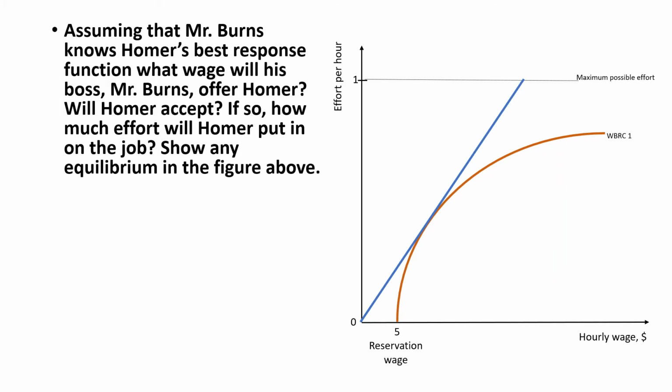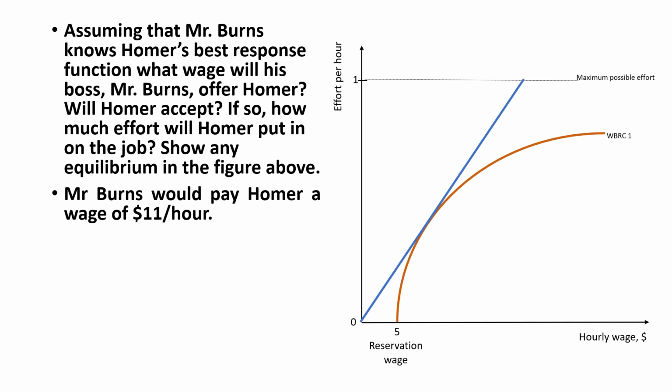Now, assuming that Mr. Burns knows Homer's best response function, what wage will he offer Homer? Will Homer accept that wage? If so, how much effort will Homer put in on the job? Given their best response function on the right, which may be drawn differently by different people, Mr. Burns would pay Homer a wage of $11 per hour.